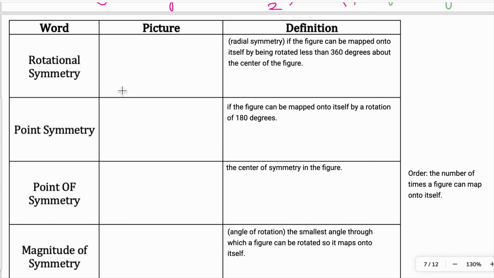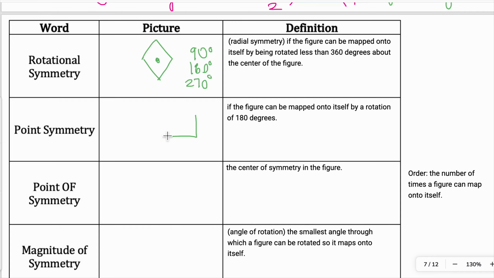Okay, so rotational symmetry: if the figure can be mapped onto itself by being rotated less than 360 degrees. I'm going to draw a diamond here. I'm also going to show the point of that. This diamond can be rotated 90, 180, and 270 degrees, and it still would repeat the same image.